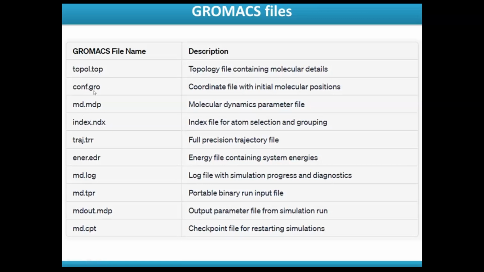Second one is a GRO file, which is the coordinate file, which will contain XYZ coordinates for your protein and ligand. MDP file, which is the molecular dynamics parameter file, where you will define the parameters. An index file where you can define the important sections for the system. You have TRR and TPR files, which are basically binary files which are not human readable, but they can be used for the analysis.